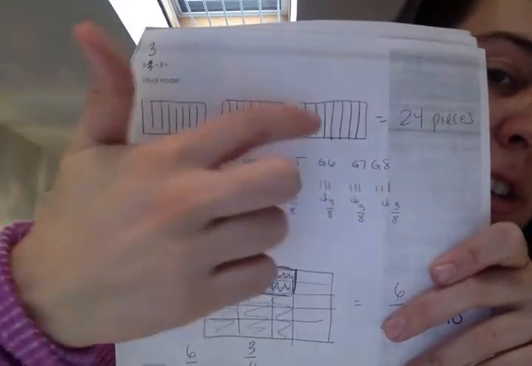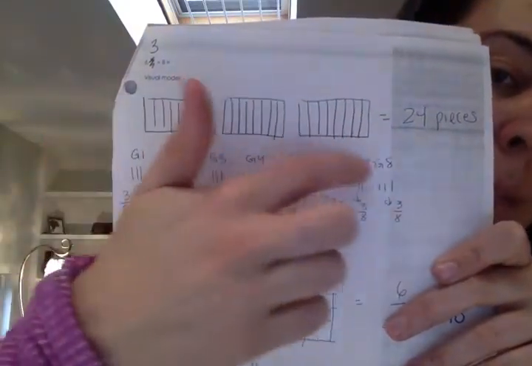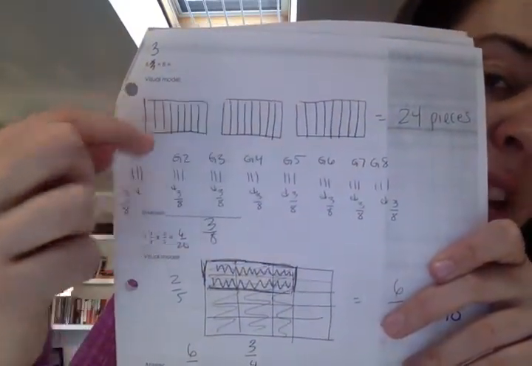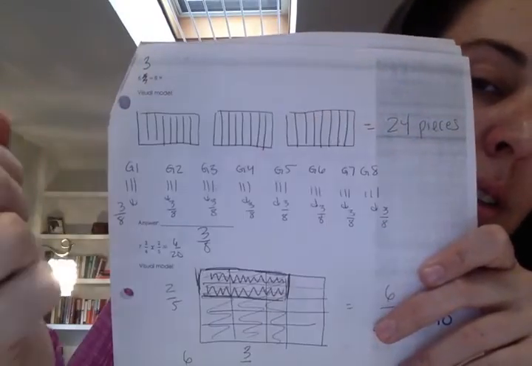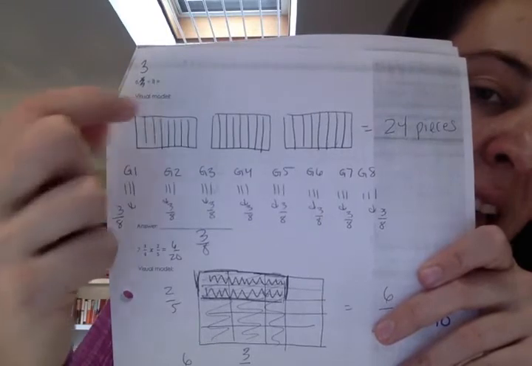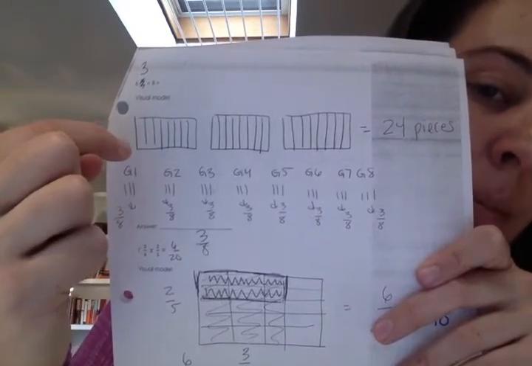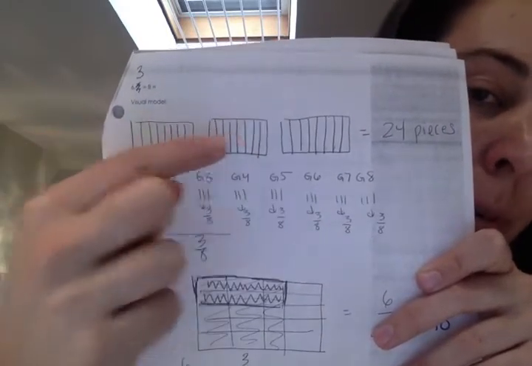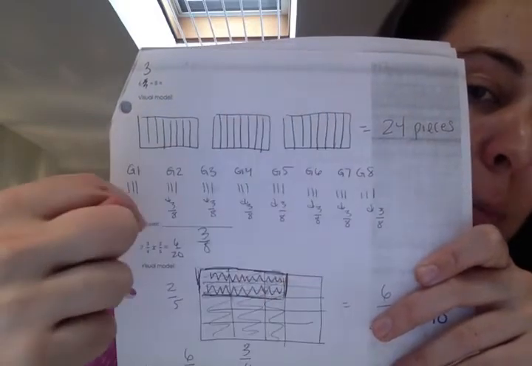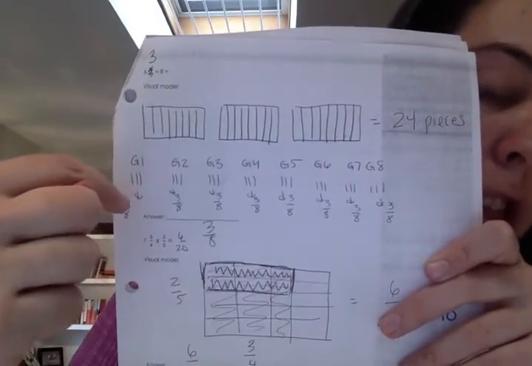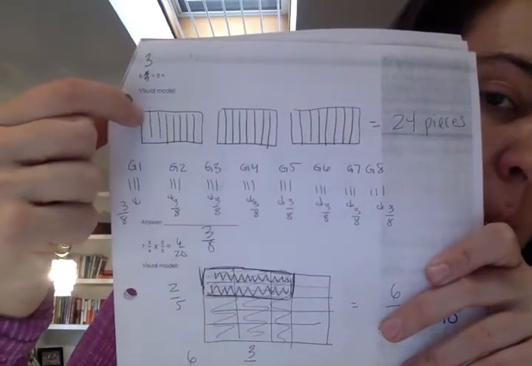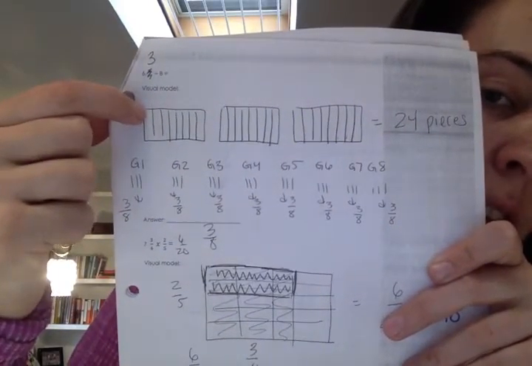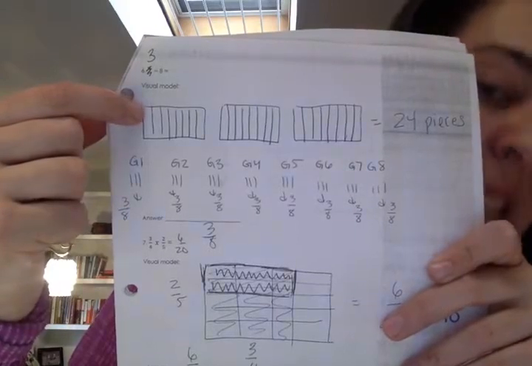I have 3 fraction strips and 8 groups. I can't break 3 into 8 evenly, so I have to divide up the fraction strips into pieces. I break them into 8 pieces, and each group will get 1 from each strip. So each group will get 3 pieces in total. The value of these pieces is 1/8, so 3 1/8 is 3/8.